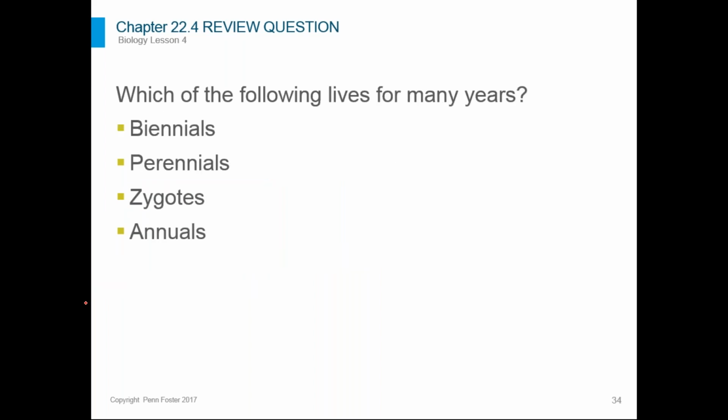Okay, and our last review question, which of the following lives for many years? So we have biennials, perennials, zygotes, or annuals. Our answer is perennials live for many years.